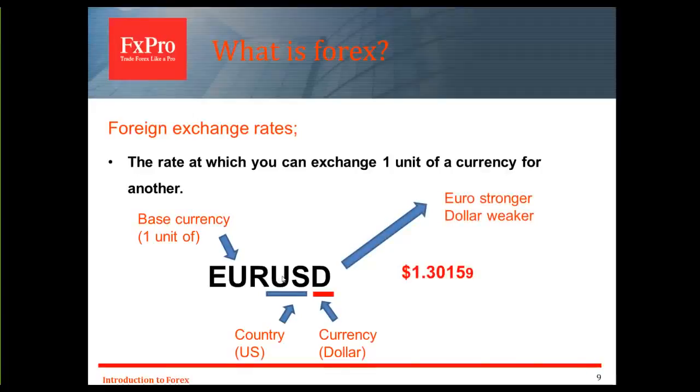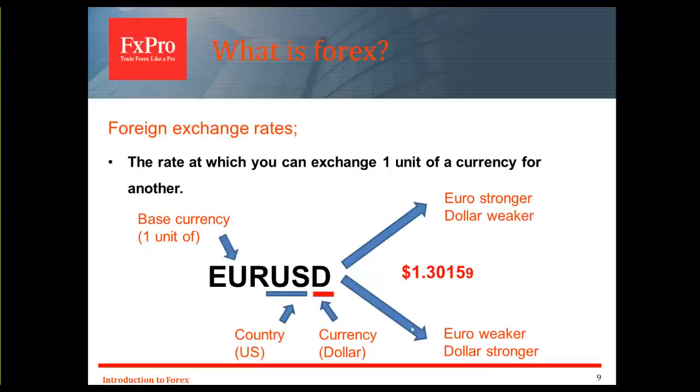Another bit of terminology just worth saying is that when we talk about euro dollar or buying euro dollar, euro stronger, that means that the euro dollar exchange rate is going up. So if we see euro dollar move higher, it's the euro that's moving higher and the dollar that's weakening. It's just as much saying about, and I'm going to say this point quite a few times, it's a currency pair. So what happens in this currency pair is telling you just as much about what's happening to the dollar as it is about what's happening to the euro. So yes, if this moves higher from 1.3015 to 1.32, for example, the euro is stronger, but also just as equally the dollar is weaker.